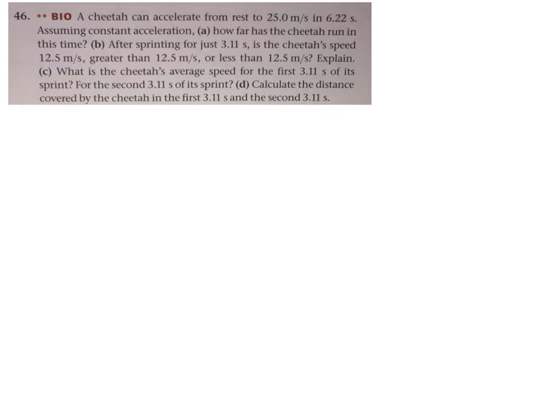Chapter 2, number 46. A cheetah can accelerate from rest to 25 meters per second in 6.22 seconds. Assuming constant acceleration, how far does the cheetah run in this time? After sprinting for just 3.11 seconds, is the speed 12.5 meters per second, greater than 12.5 meters per second, or less than 12.5 meters per second? Explain. What is the cheetah's average speed for the first 3.11 seconds of its sprint? For the second 3.11 seconds of the sprint, calculate the distance covered in each of those time intervals.